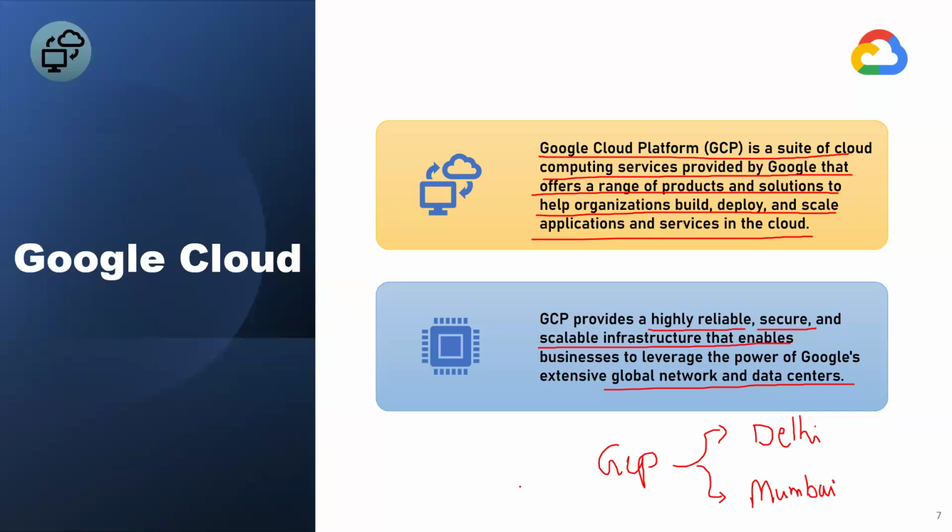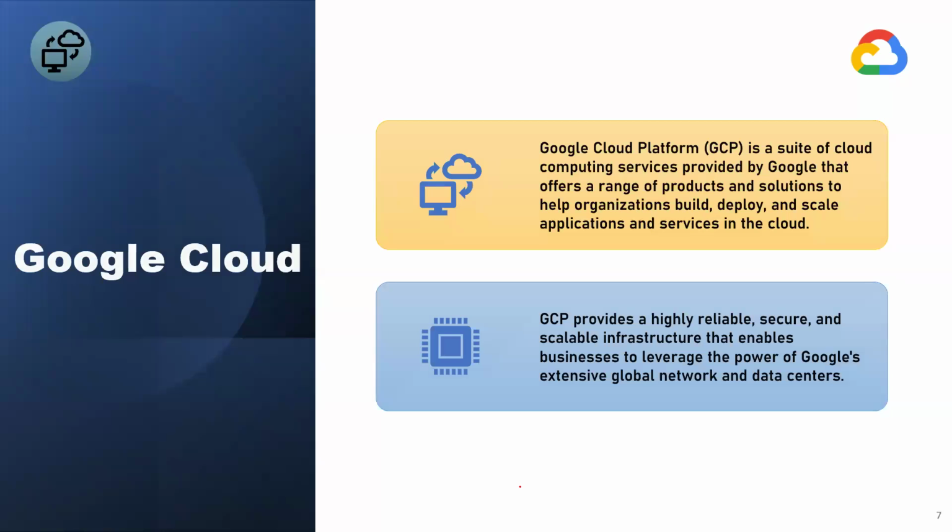So Google Cloud Platform is one of the leading cloud providers which provides cloud computing services very useful for organizations to build the application, deploy the applications, and scale the applications and services in the cloud platform. These services are highly reliable, secure, and scalable infrastructure. Google has an extensive global network of data centers throughout the world. So this is what GCP is.